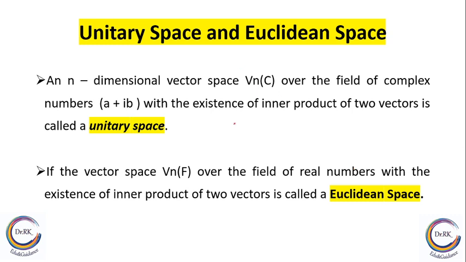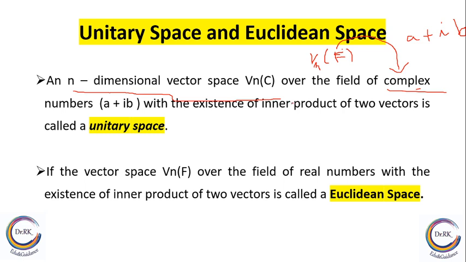So we have already been discussing VnF, where F is the set of real numbers. Suppose you take F as complex numbers, that is the n-dimensional vector space VnC over the field of complex numbers. We know complex numbers are numbers of the form a plus ib.